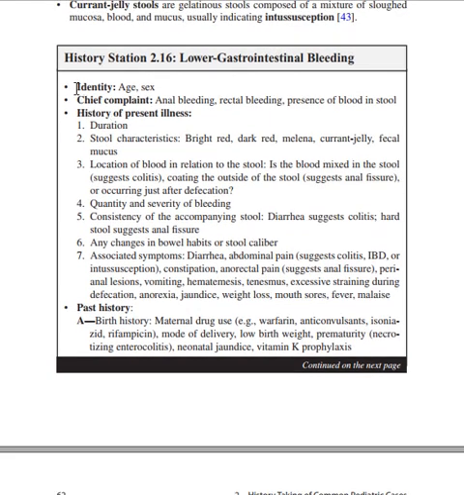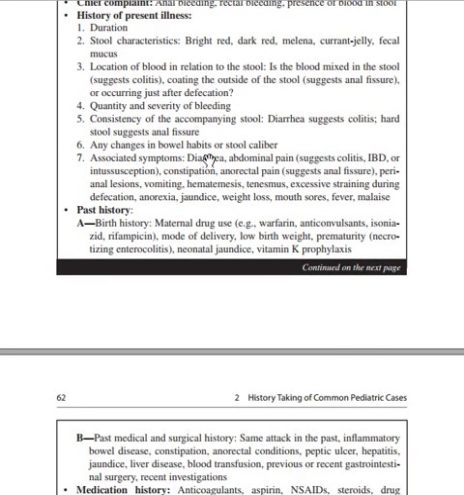The next thing is the issue taking of lower gastrointestinal bleeding, starting with identification of the chief problem. We look at the stool characteristics: bright red, dark melena, currant jelly, and fecal mucus. We also ask about the location of the blood in relation to the stools, the quantity and severity of bleeding, consistency, and any change in bowel habit or caliber.